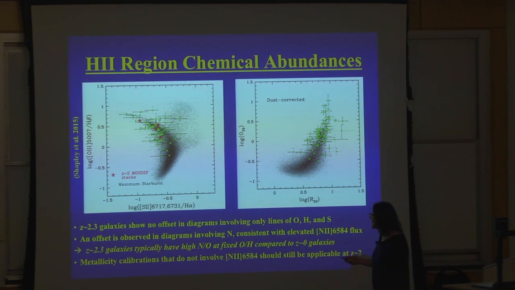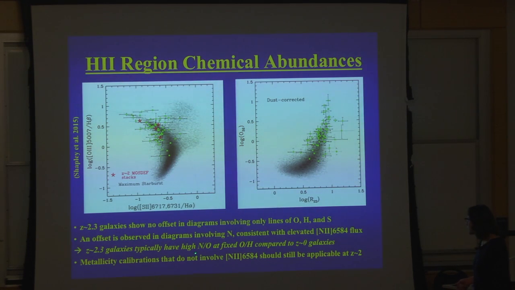What we see is that the redshift 2 galaxies, which are indicated by green points in this plot, and the gray histogram is the local galaxies, is that there's no analogous offset in these other diagrams, like there was in the first diagram I showed you, the O3 to H beta versus N2 to H alpha, okay? So an offset is observed in these line diagrams that involve nitrogen, which is consistent with an elevated nitrogen 2 flux.